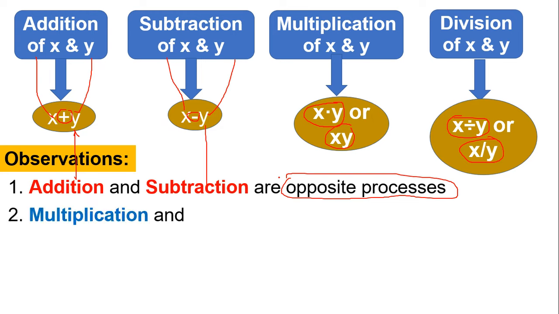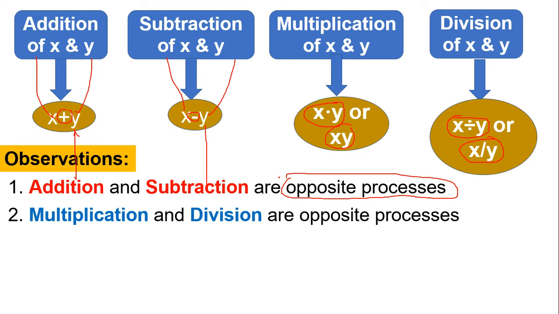Similarly, multiplication and division are opposite processes. Multiplication means, suppose 2x, 2 into x means x plus x, 2 times; 3x is x plus x plus x, that is addition of x 3 times. And therefore multiplication means multiplying number of times, and division is reducing that number of times. And therefore these are opposite processes.